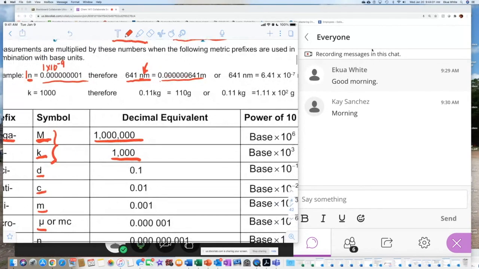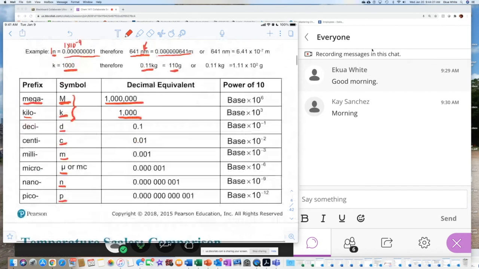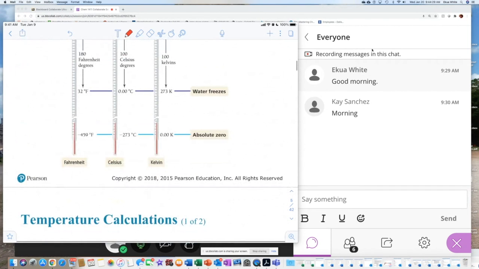Okay? And then over here, if you want to talk about 1,000 kilograms, once again, kilo stands for 1,000. So in this case here, if you have 0.11 kilograms, the k here stands for 1,000. It's the same thing as 110 grams. Okay? So you want to be aware of metric prefixes.